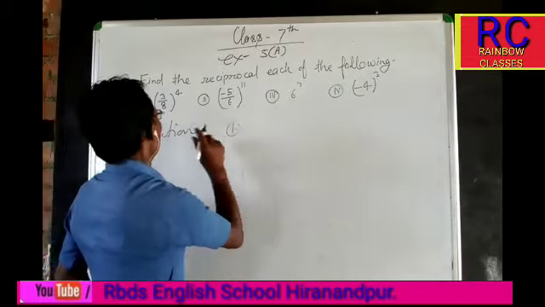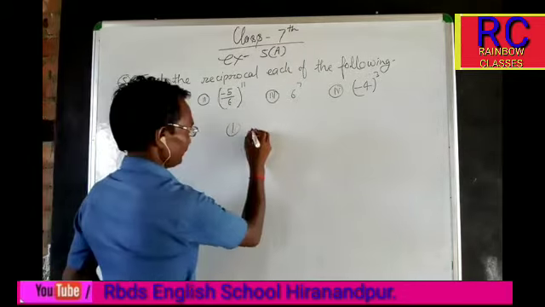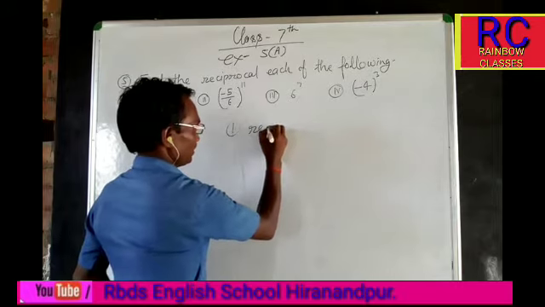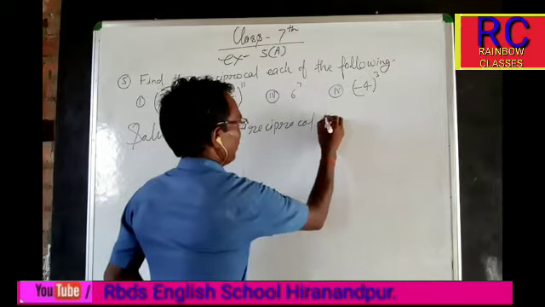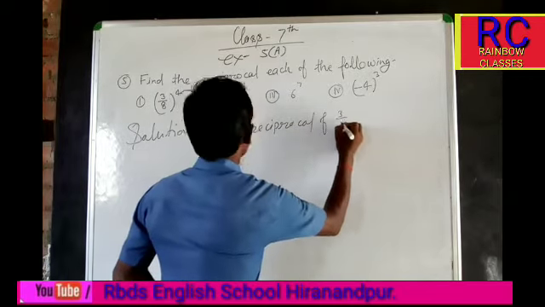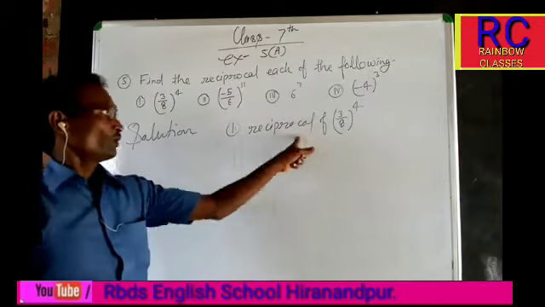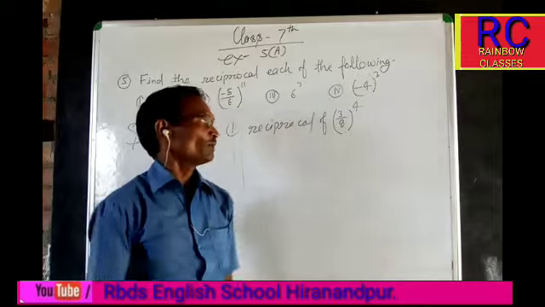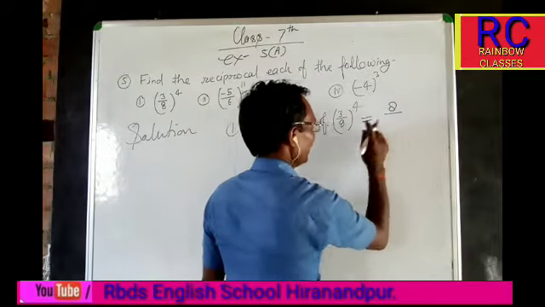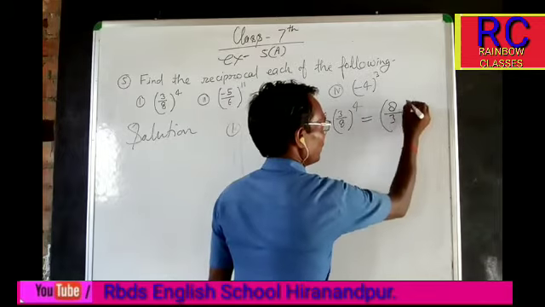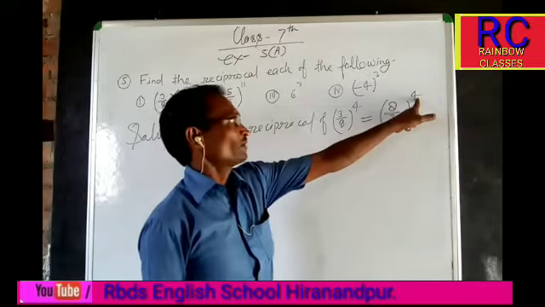First, the reciprocal of 3 by 8 to the power 4. The reciprocal of 3 by 8 to the power 4 is equal to 8 by 3 to the power 4.